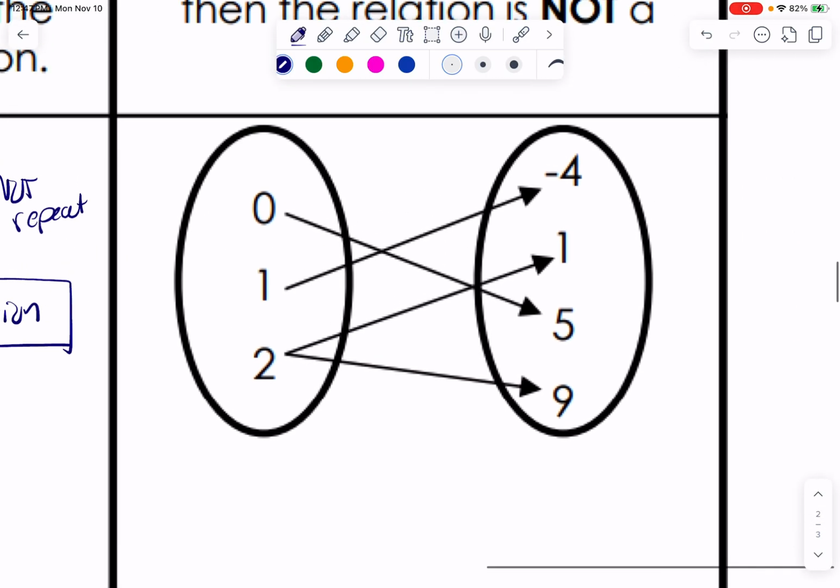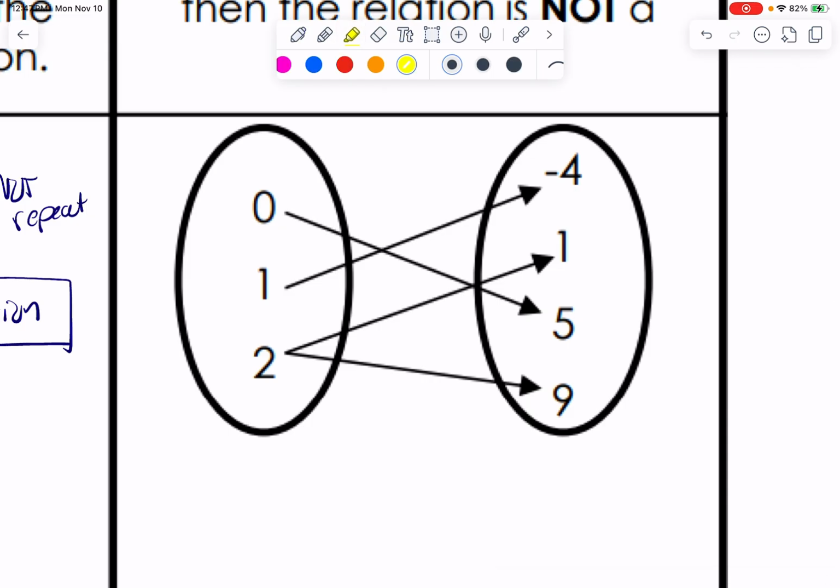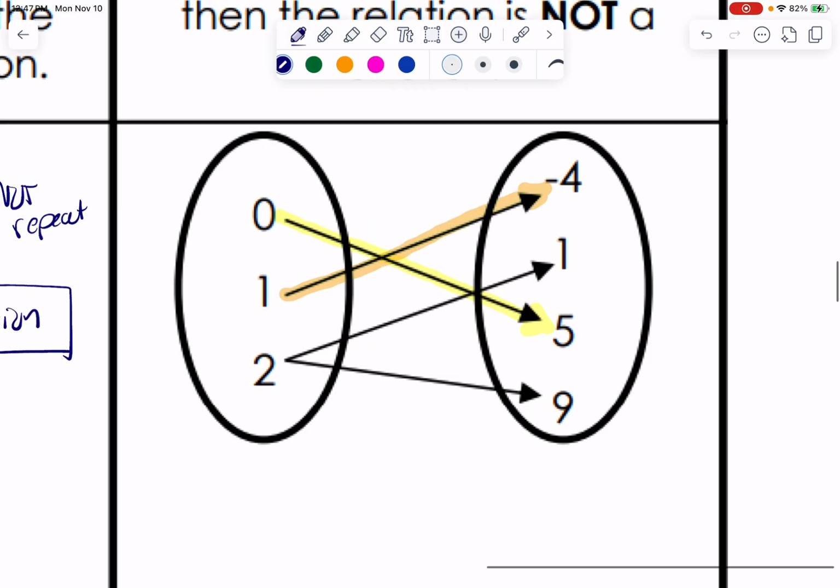Okay, this is what we call a mapping. 0 is mapped to the number 5. 1 is mapped to the number -4. So I guess I should write this. That means that this ordered pair is 0, 5. This ordered pair is 1, -4. Okay, and then it says 2 is mapped to 1. So we would say that the ordered pair is 2, 1.